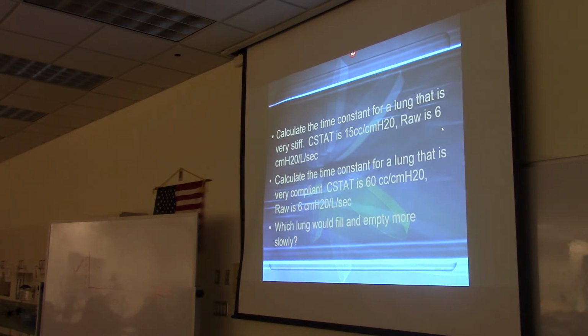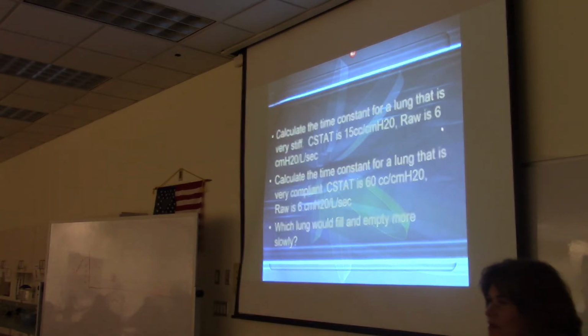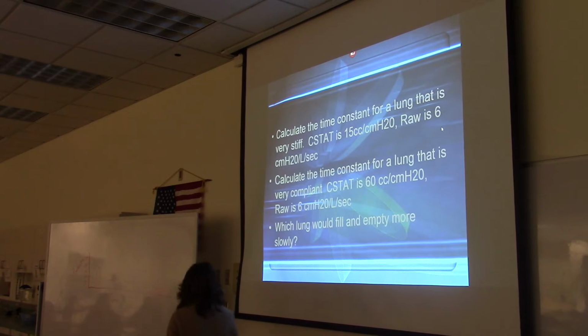Calculate the time constant for a lung that is very compliant. The static compliance is 60 cc's per centimeter of water, and airway resistance is normal. 3.6 seconds. Are you sure? 0.36. Should be 0.36, right? All right, so 0.36 seconds for that one. Which lung would fill and empty more slowly? The one that's going to be slower is the one with the higher time constant in seconds. The lung that's very compliant.